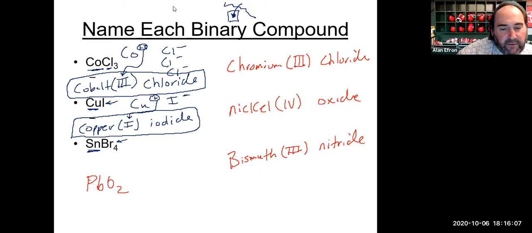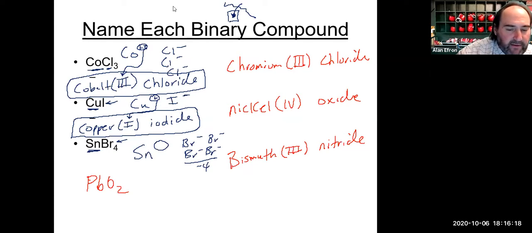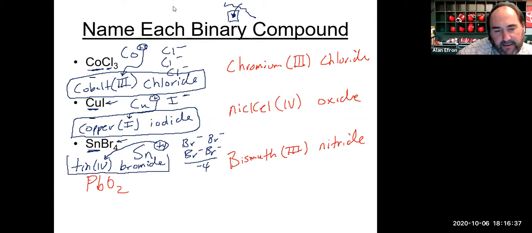So same deal here. We only have one tin, but we do have 4 of these Br minuses. And again, that's going to give us a minus 4 overall. So to balance that out, the tin does need to have a plus 4 charge. And this should be tin Roman numeral 4, again, for that charge. And the bromine becomes bromide, IDE. Any questions on those so far?